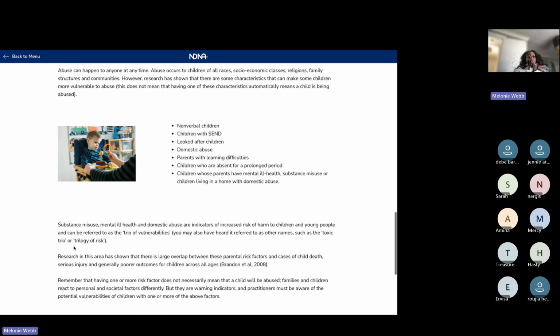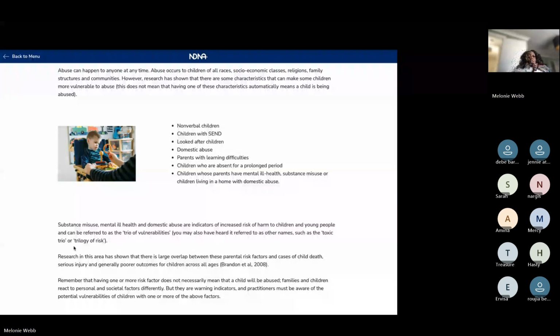Substance misuse, mental ill health, and domestic abuse are indicators of increased risk of harm to children and young people and can be referred to as the trio of vulnerabilities. Have you heard of that before? Yeah. I think I'll print some of those and just have them up on our safeguarding board in the toddler room.